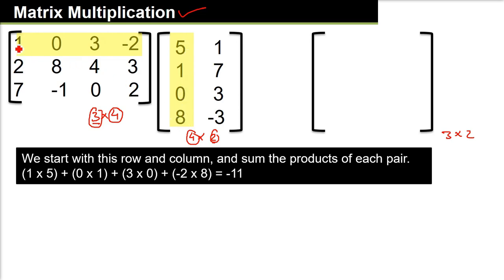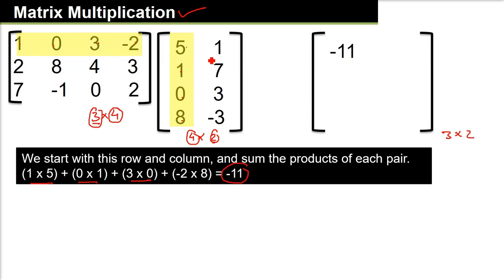1 into 5. 0 into 1. Write it here. 3 into 0. Write it here. Negative 2 into 8. Write it here. Now add them. So you get a value negative 11. This will be the first entry. Negative 11. Right. Now first row and second column.